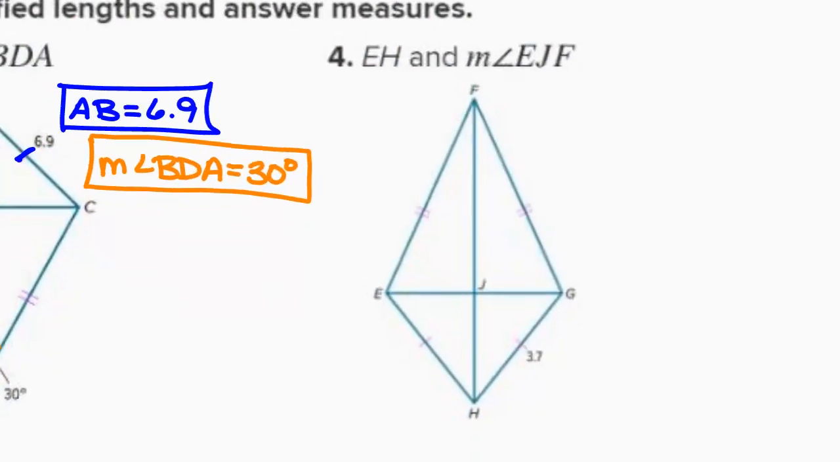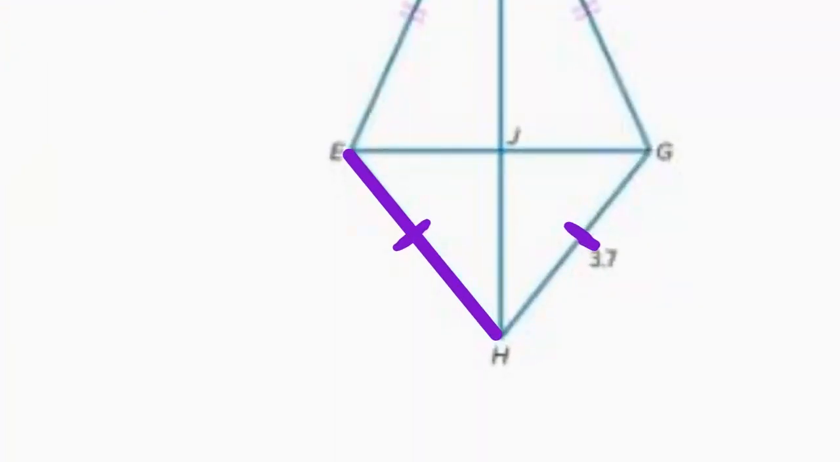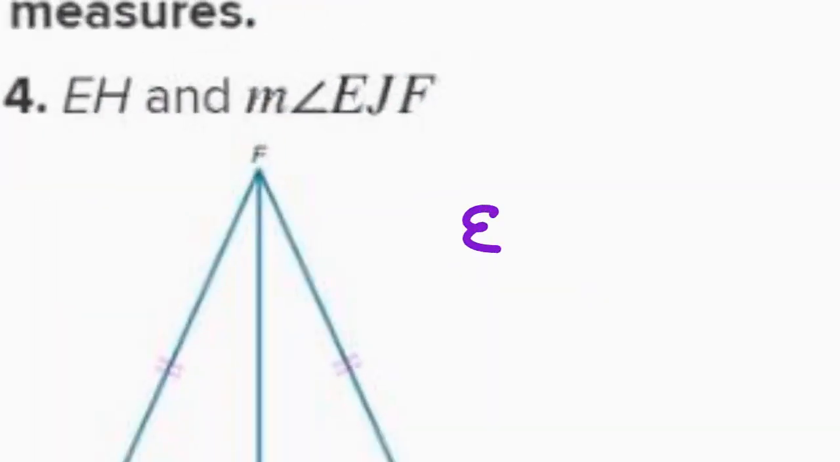Then we come over to number 4. They ask us to find the length of EH. How big is EH? 3.7. There's a congruence mark on EH and a matching congruence mark on GH. So EH would be 3.7.